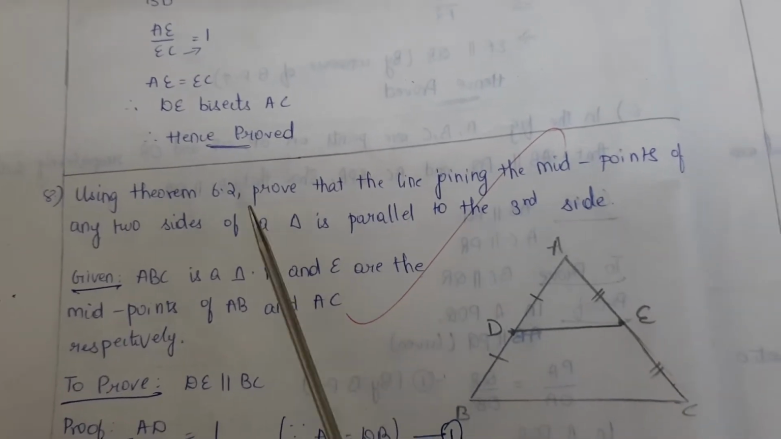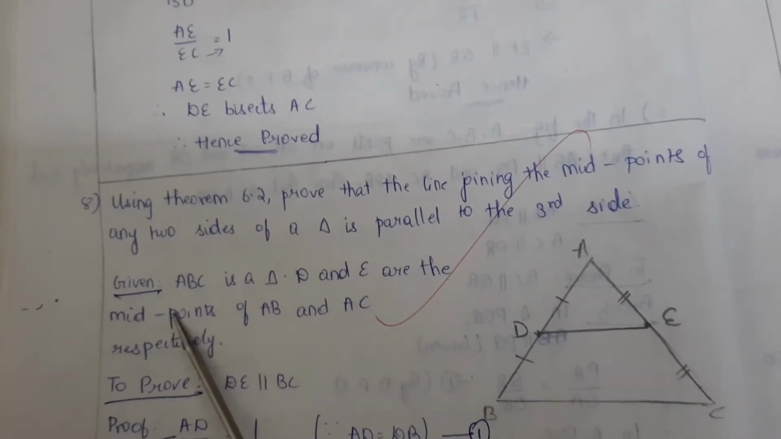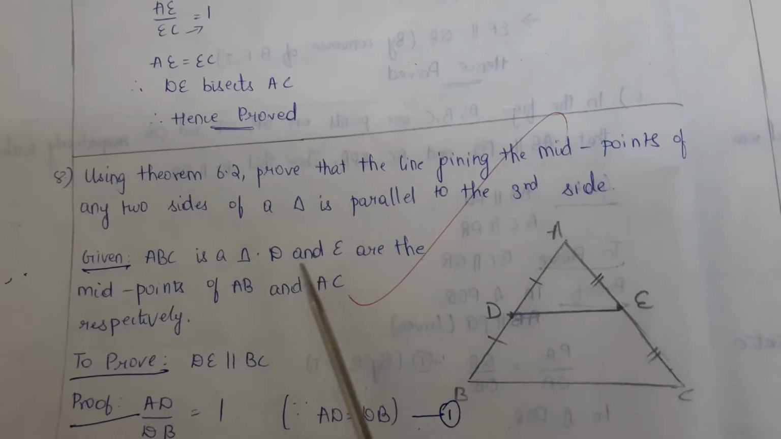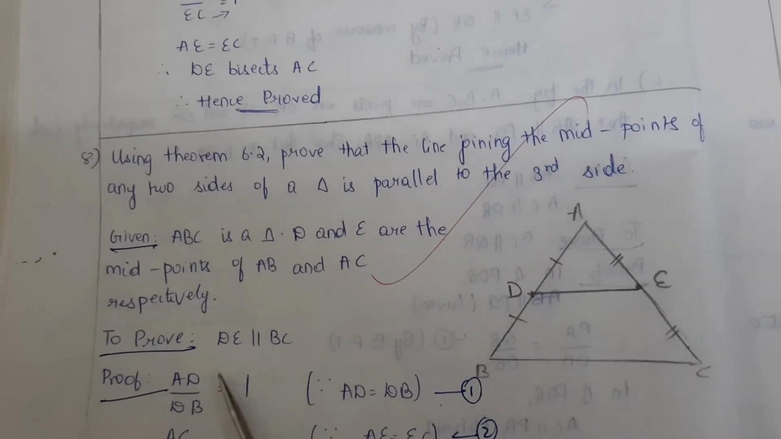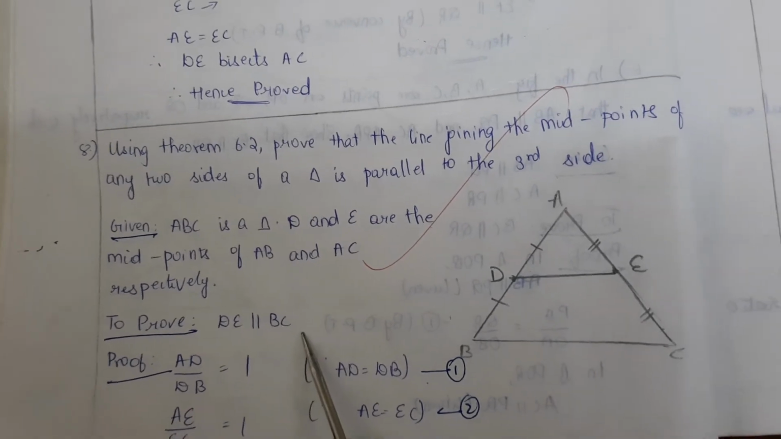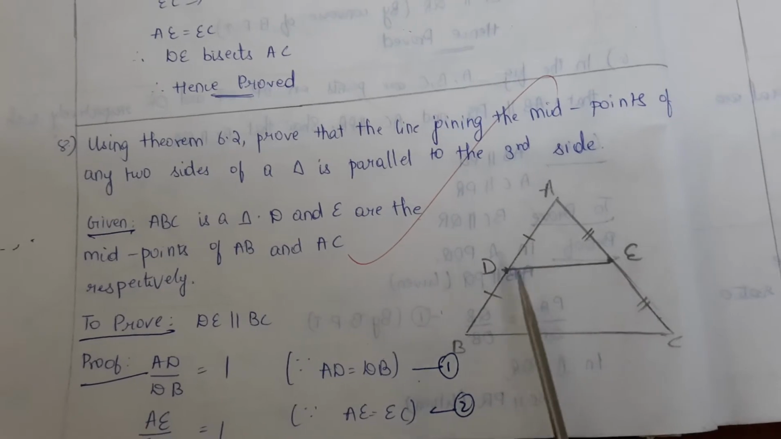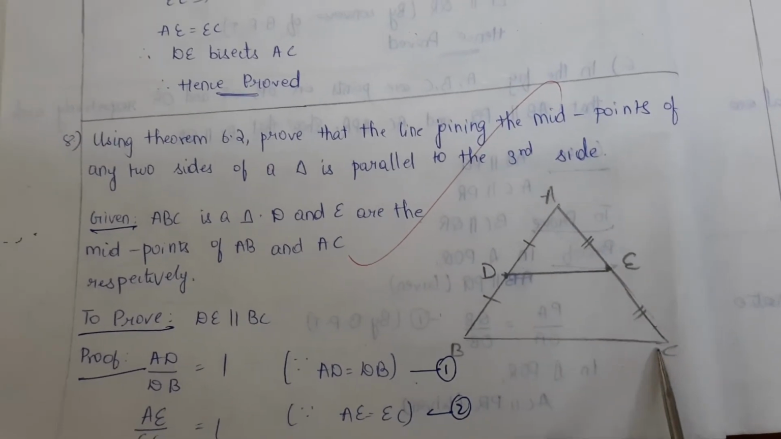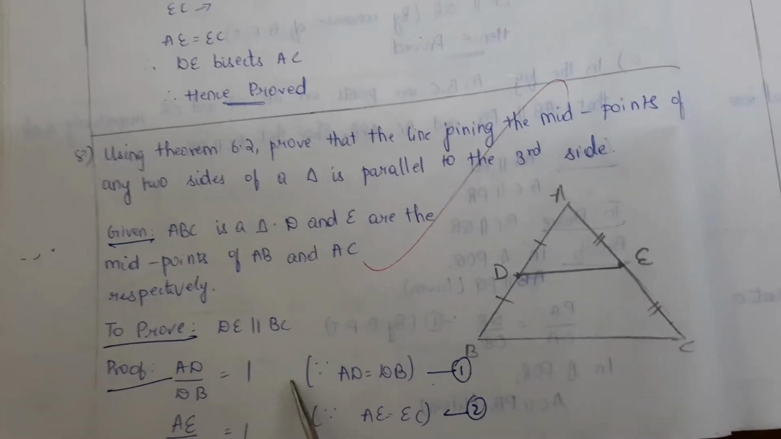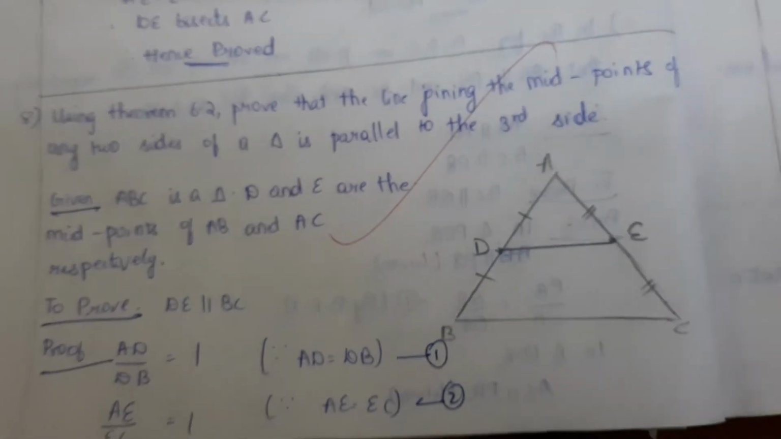So theorem 6.2 is the converse of BPT. Let us write what is given. ABC is a triangle. D and E are the midpoints of AB and AC respectively. We have to prove DE is parallel to BC. For that, you know very well, since D is a midpoint, AD will be equal to BD. And since E is the midpoint, AE will be equal to EC. So AD by BD will be equal to 1 and AE by EC will be equal to 1. Take these as first and second equations.